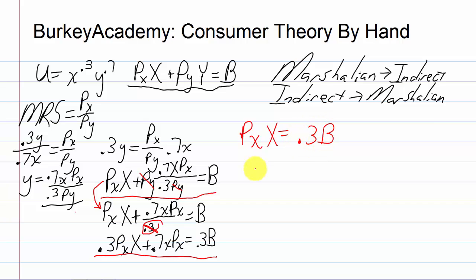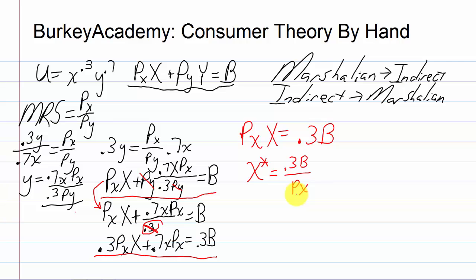Solve that for x. We call that x star. That's the Marshallian demand for x. And it's going to be 0.3b, 0.3 times the budget over the price of x. And that's how I got that Marshallian demand function on the consumer theory handout that I have.